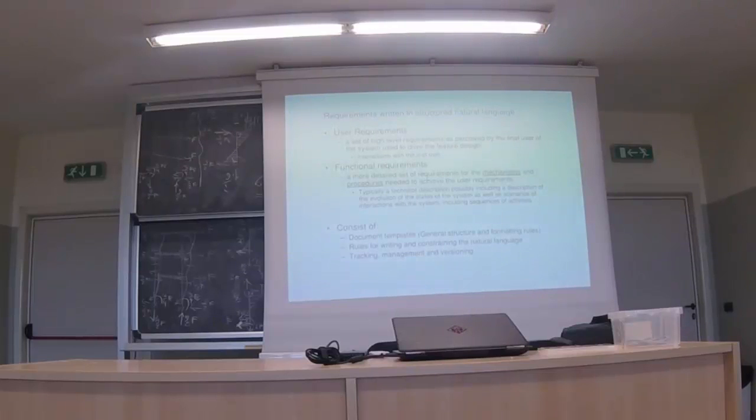In particular, we already said that user requirements and functional requirements are different, right? User requirements are a set of high-level requirements perceived by the final user of the system, and they are used to drive the feature design. So we have the interaction between the user and the machine and the system. On the other hand, we have the functional requirements that need to address the mechanisms and the procedures that the user needs to follow to obtain the result.